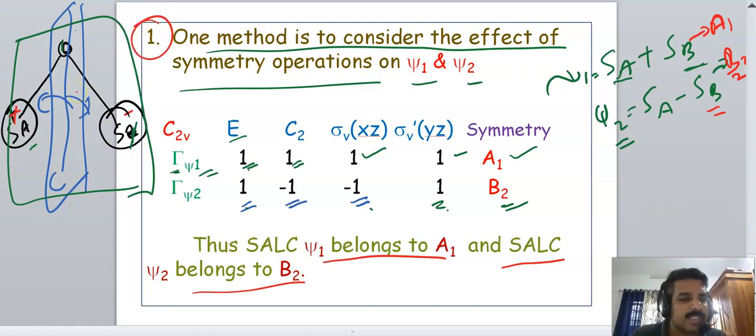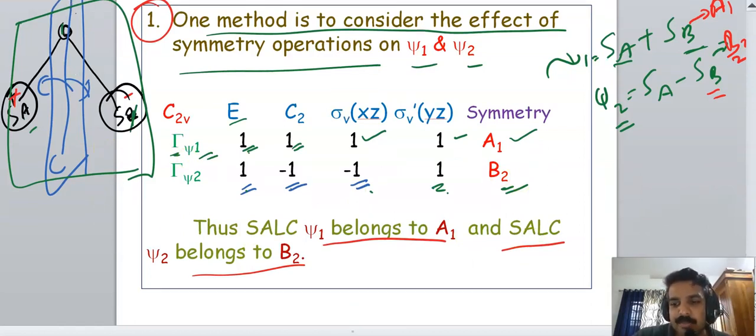In this case it is very easy because there are only two orbitals, so only two combinations are possible. But in most cases, if you have a larger number of orbitals, it is not easy to find the symmetry species in this way. Another method, the second method.